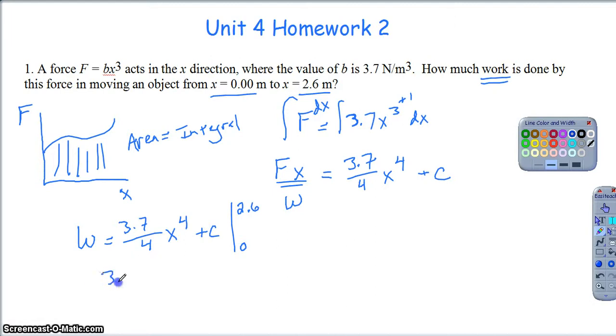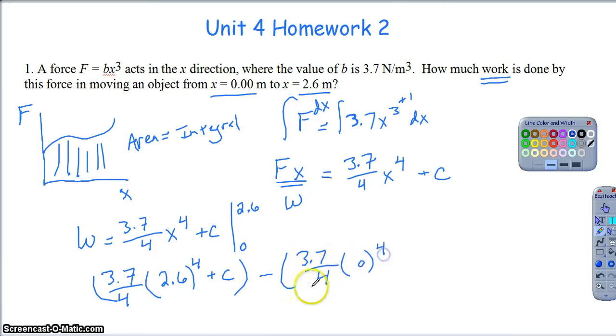So when I do that, I get 3.7 divided by 4, again plugging in 2.6 to the fourth power. So I'd get this when I plug in 2.6. I do still have that plus c hanging around, but I'm subtracting then 3.7 divided by 4 times 0 to the fourth power, and obviously that's just going to be 0. But then I'm also subtracting that plus c once again. So as I plug this in, I end up calculating this first part. This first part ends up being about 42.3. So I get 42.3 plus c minus parentheses 0 plus c.